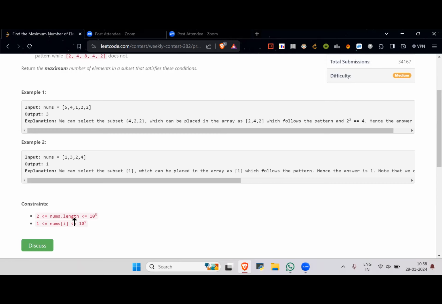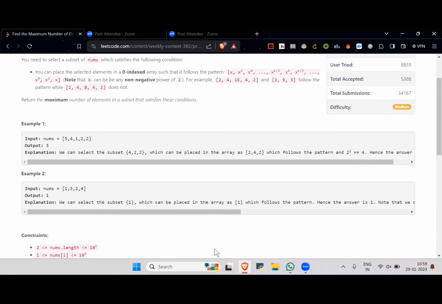And the constraints in this question are the length of the array is minimum 2, and maximum it can go up to 10^5. And every value in the array can be from 1 to 10^9. So let's see how we can solve this question.